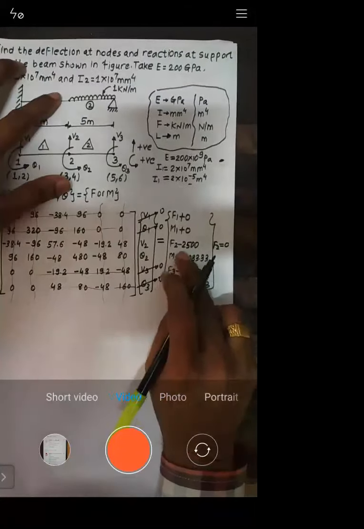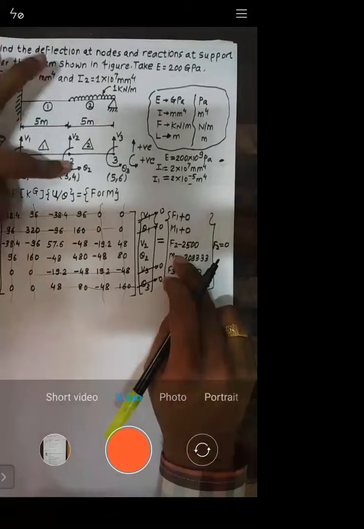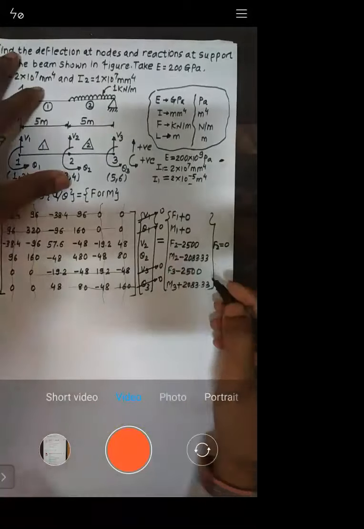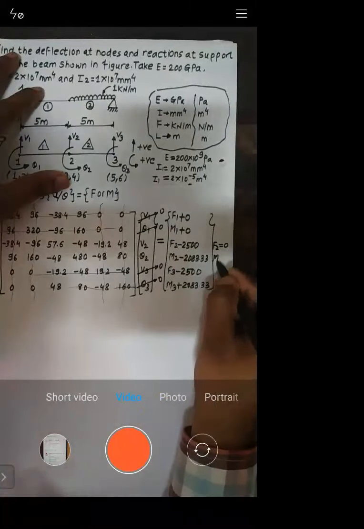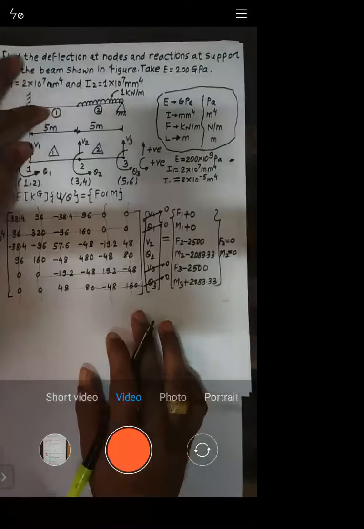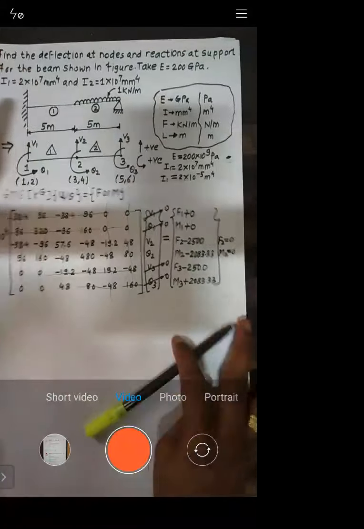Similarly, is there any moment given at node 2? Like 3 kilonewton meter, 4 kilonewton meter? No. So again, M2 is 0. Now we are supposed to solve it. So let's solve this in your calculator.